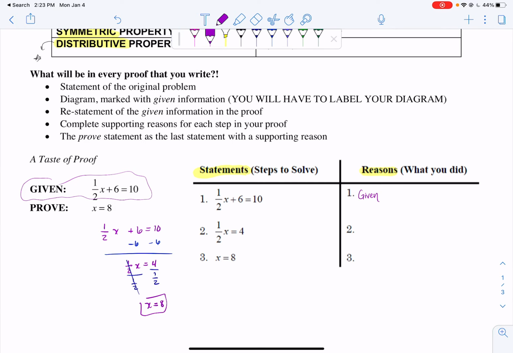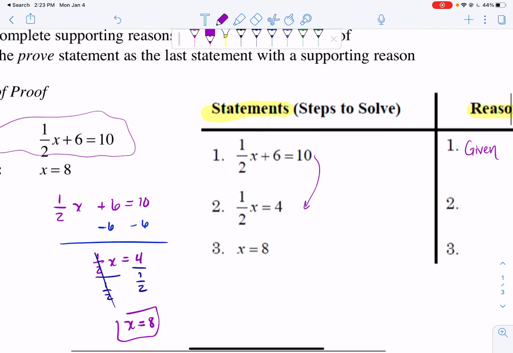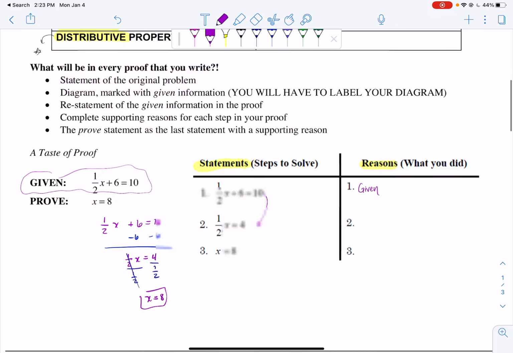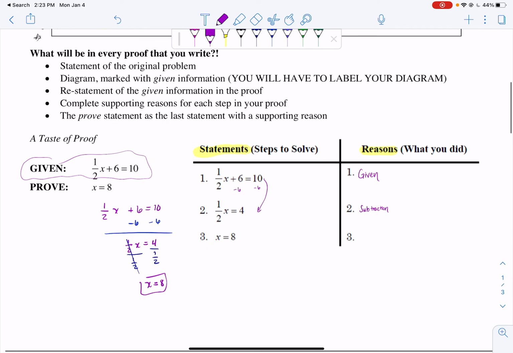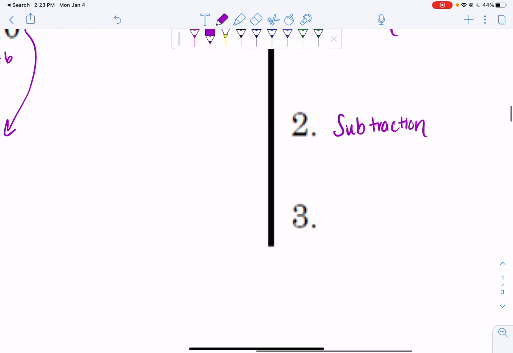But I have to ask you, so how does this equation in step 2, or statement number 2, look different from our first statement? Well, if you look, I got rid of my 6. But how did I get rid of my 6? Well, I subtracted it from both sides. So my reason for why 1/2 x equals 4 would just be subtraction. And that's all you'd have to write. And now, if you look, I got x by itself. And I did that by dividing by 1/2 on both sides. So my final reason for why x is equal to 8 would be division.